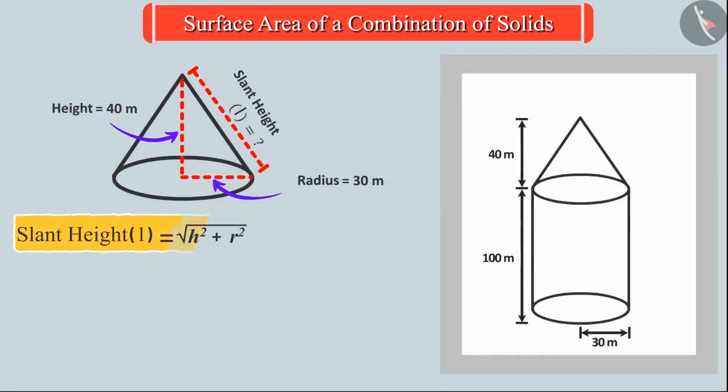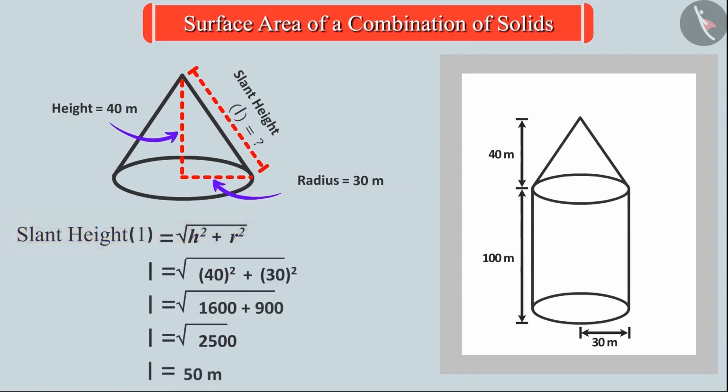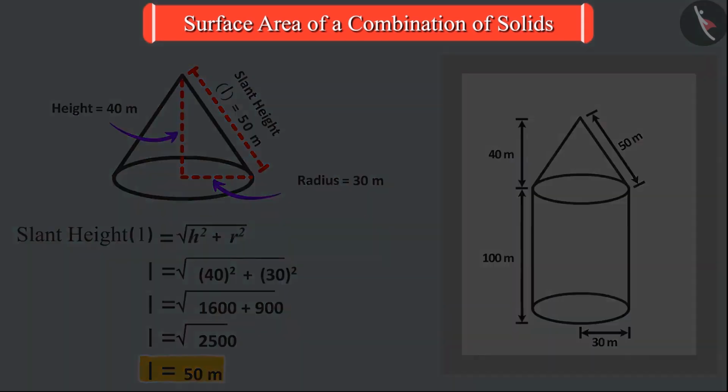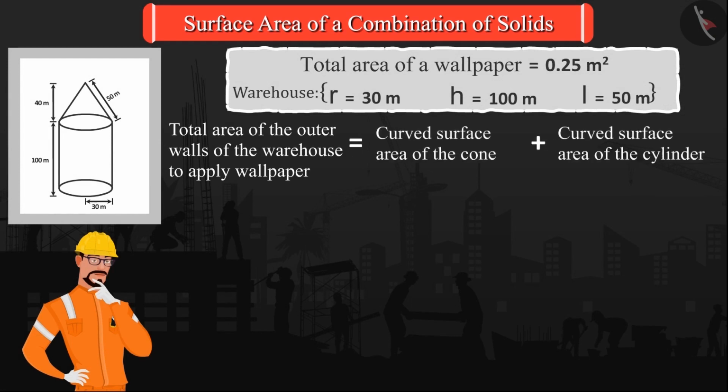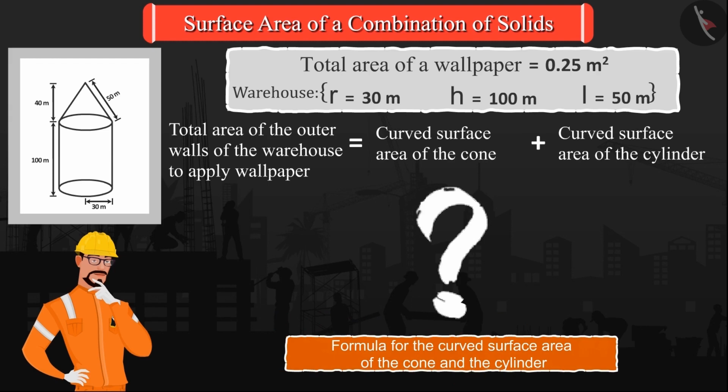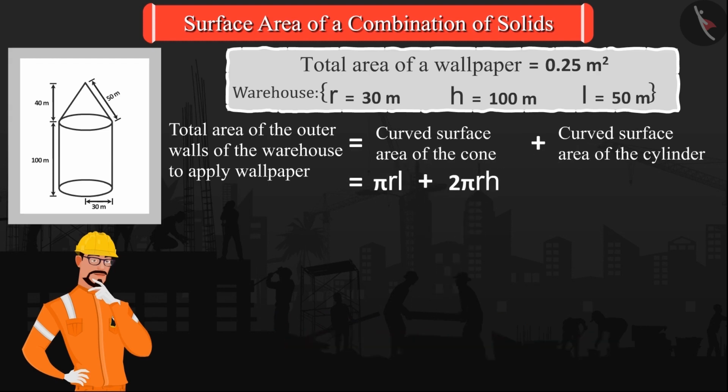Correct! The slant height can be found by substituting all the values in this formula. Now, to apply the wallpaper, let us quickly find out the total area of the outer walls of the warehouse, which is equal to the curved surface area of the cone and the cylinder in the warehouse. Can you give the formula for the surface area of the cone and the cylinder? Brilliant! Now let's solve by substituting all the values.